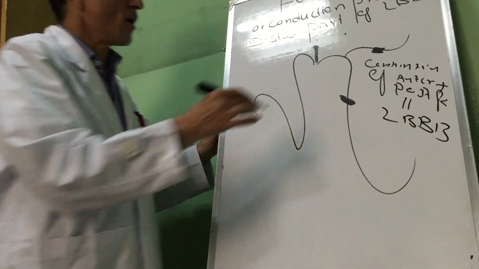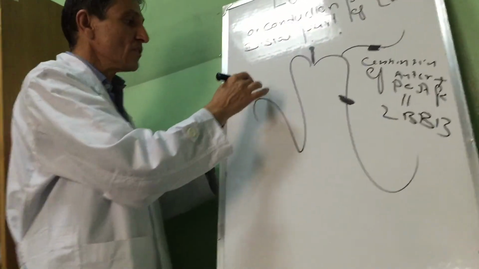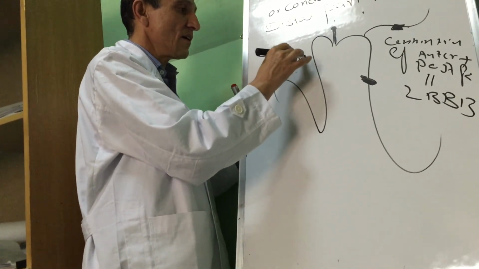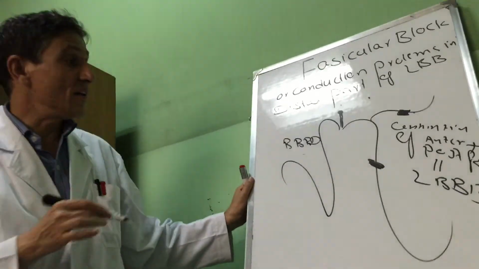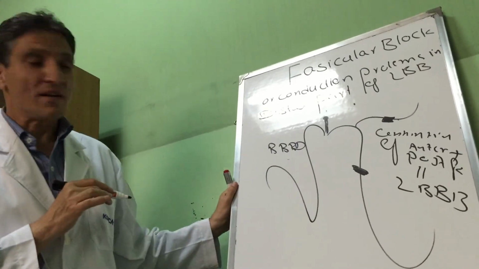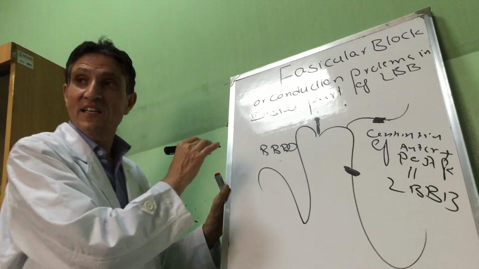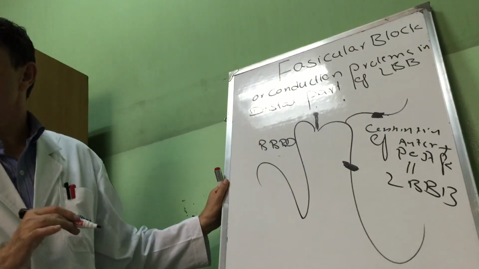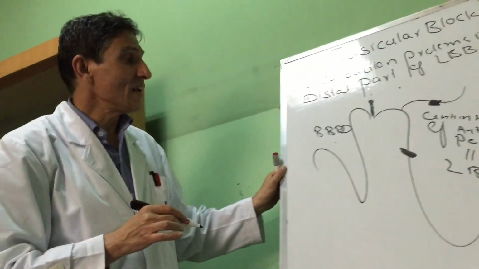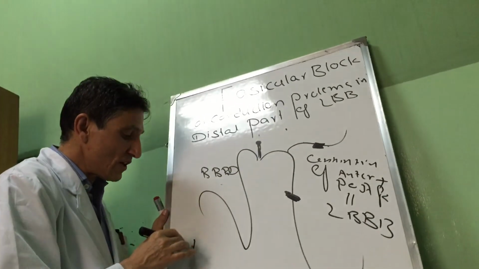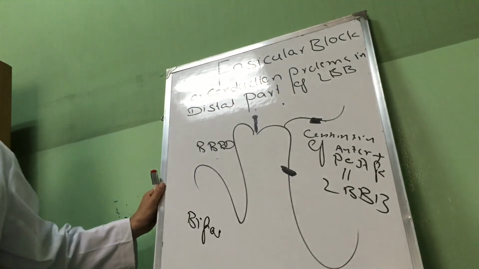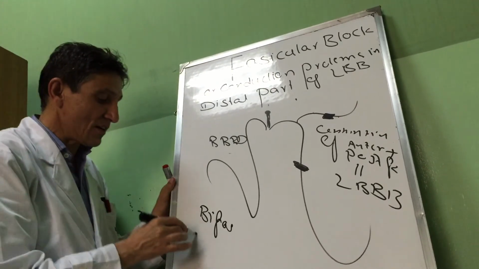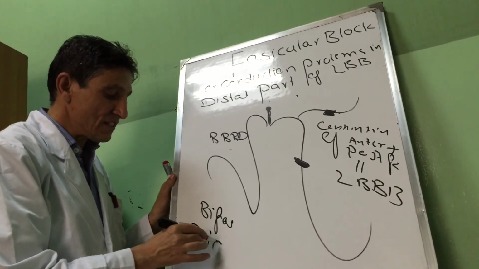Now we are coming to the combination of anterior fascicular block with right bundle branch block, called bifascicular block. The key pattern of a patient who has right bundle branch block is left axis deviation as well as right bundle branch block, and the axis should be in the range of minus 60. Now the combination of bifascicular block with first degree AV nodal block is called trifascicular block.